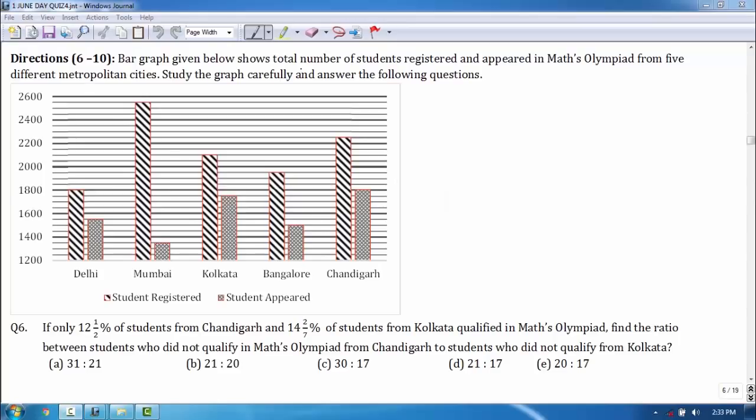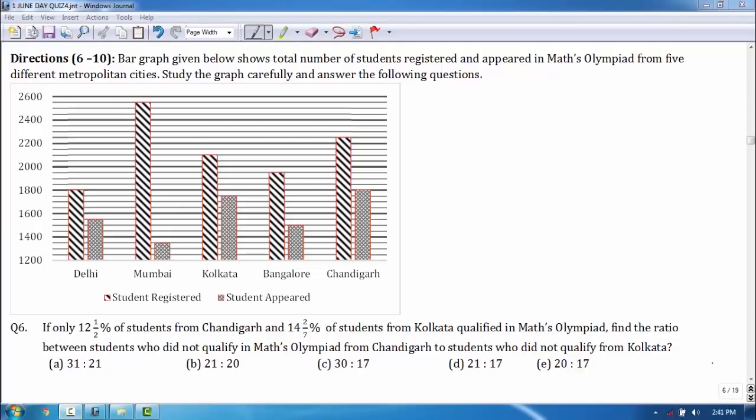Bar graph given below shows the total number of students registered and appeared in Maths Olympiad from 5 different metropolitan cities. Study the graph carefully and answer the following questions. So the first question is, if only 12 1 by 2% of students from Chandigarh and 14 2 by 7% of students from Kolkata qualified in Maths Olympiad, then we have to find the ratio between the students who could not qualify in Maths Olympiad from Chandigarh to the students who did not qualify from Kolkata.